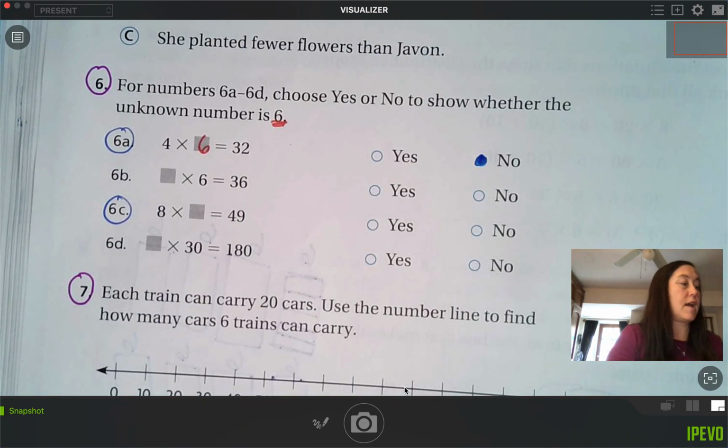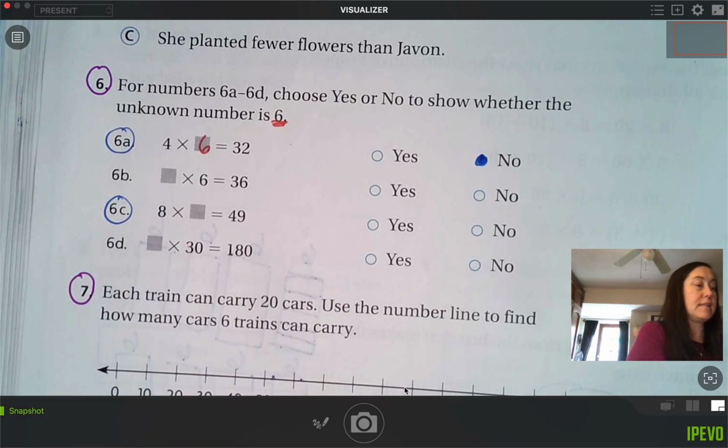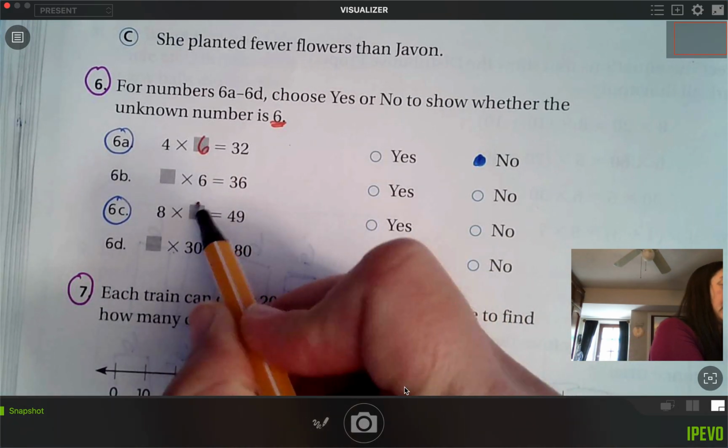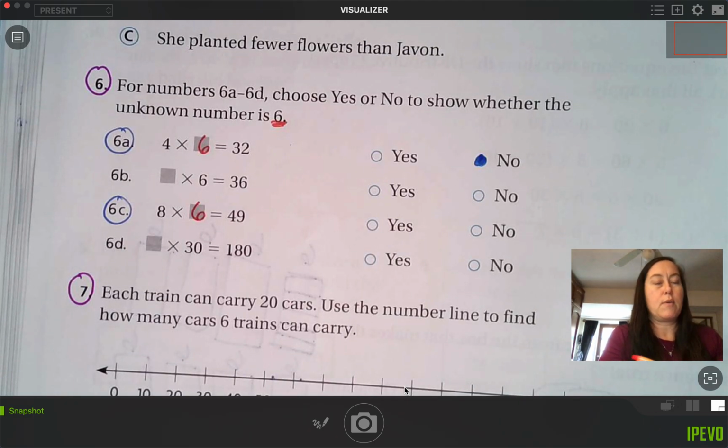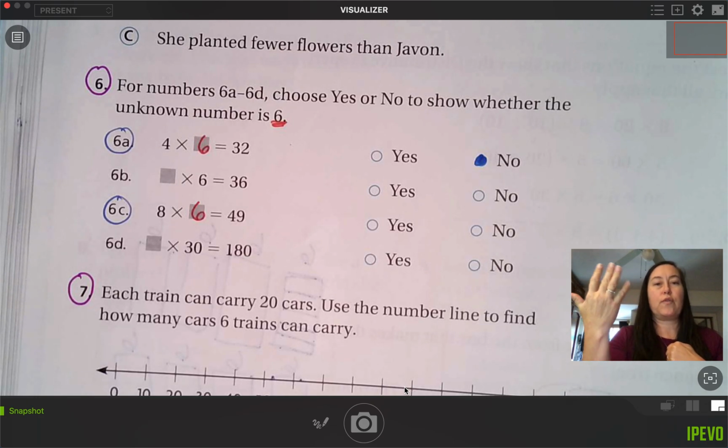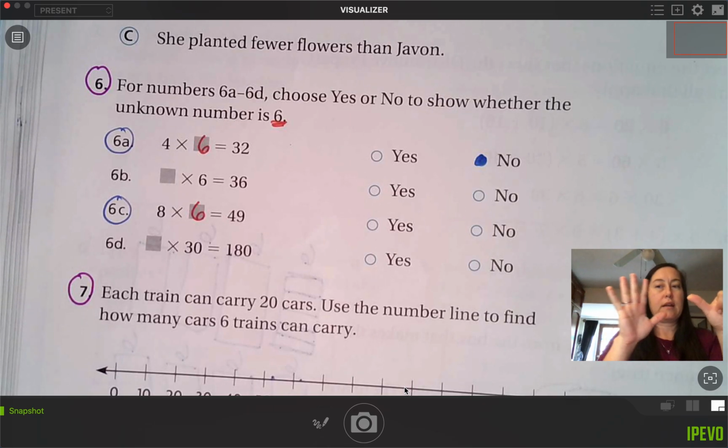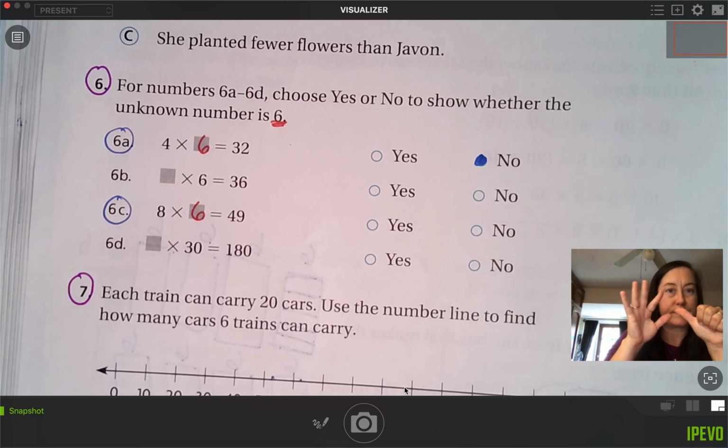All right, let's try 8 times. Now it says the unknown number is 6, so we're going to plug in 6. We're going to put 6 in there. 8, 16, 24, 32, 40, 48. 8 times 6 is 48.